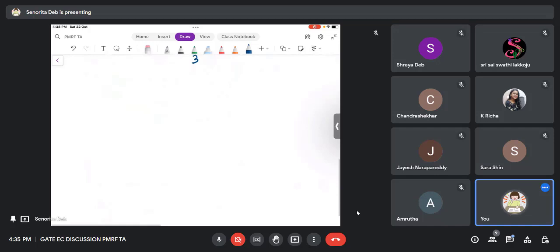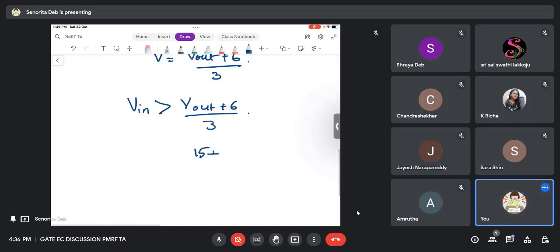Let us say Vin is greater than (Vout plus 6)/3, and this will be nothing but (15 plus 6)/3. Vin greater than this value, which is nothing but 21 by 3, 7 volts. So Vin is greater than 7 volts, that means Vout is plus 15, which I have written.